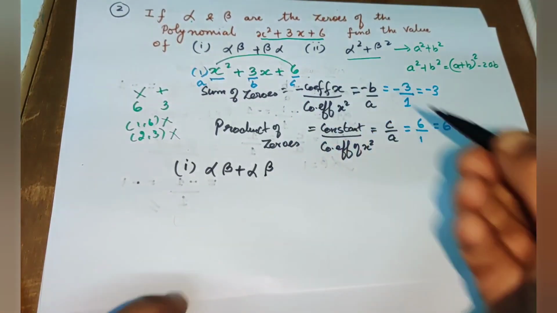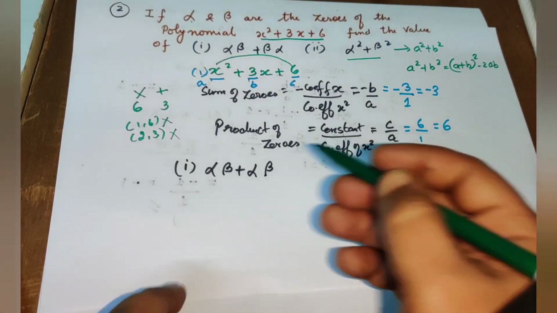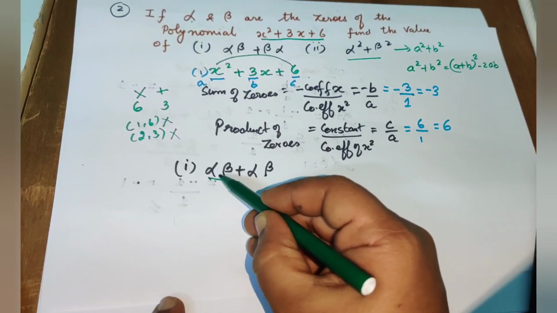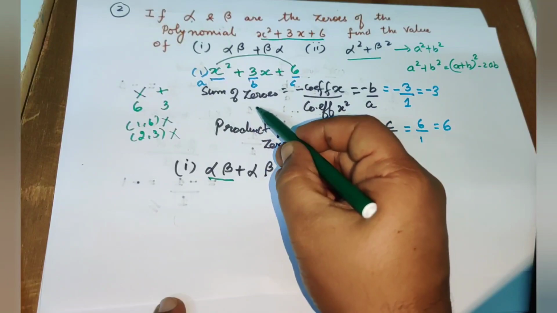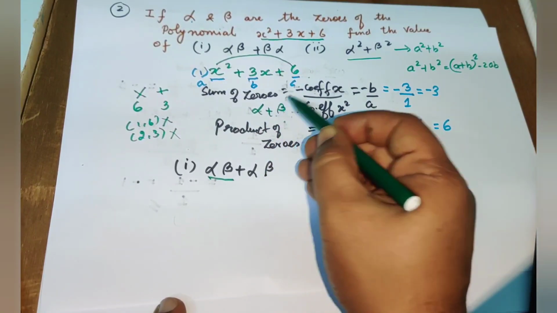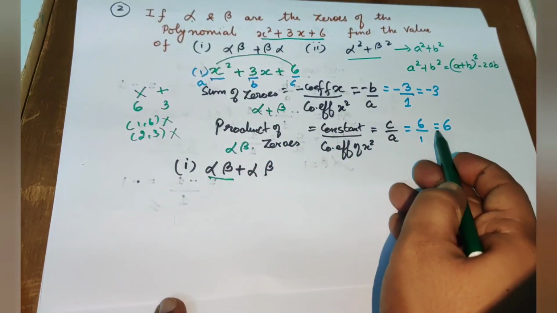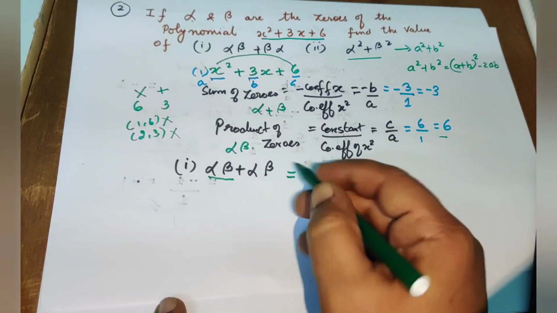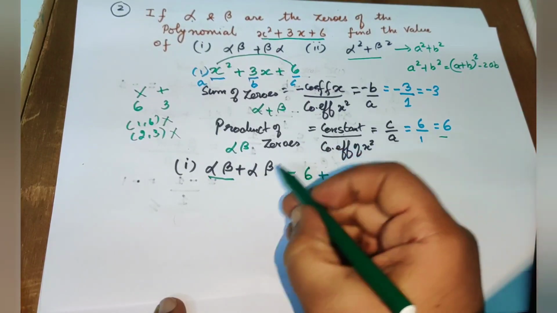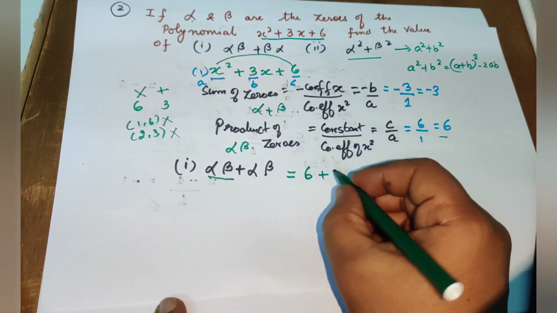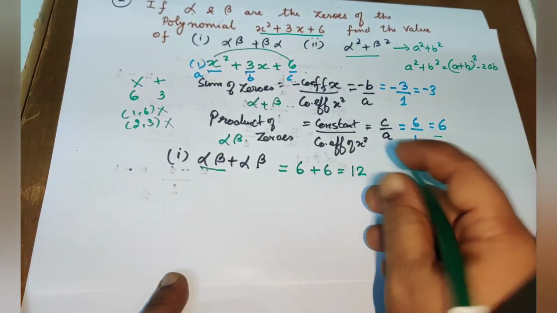They are asking, first, the substitution alpha beta plus beta alpha. You might have noticed that alpha into beta and beta into alpha are both the product of the zeros, right? Sum of the zeros is alpha plus beta, product of the zeros is alpha beta. So alpha beta value we already know, so we are going to apply that. Alpha into beta is 6, plus one more alpha beta, that is also 6. So 6 plus 6 is nothing but 12. I hope this is clear.